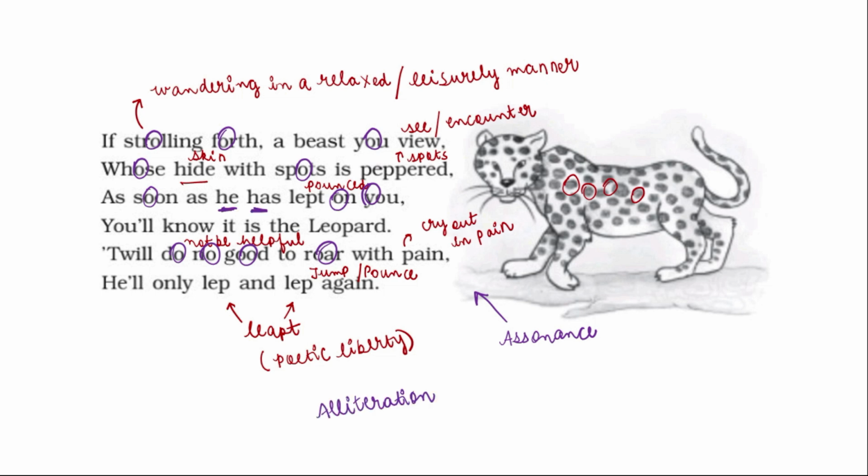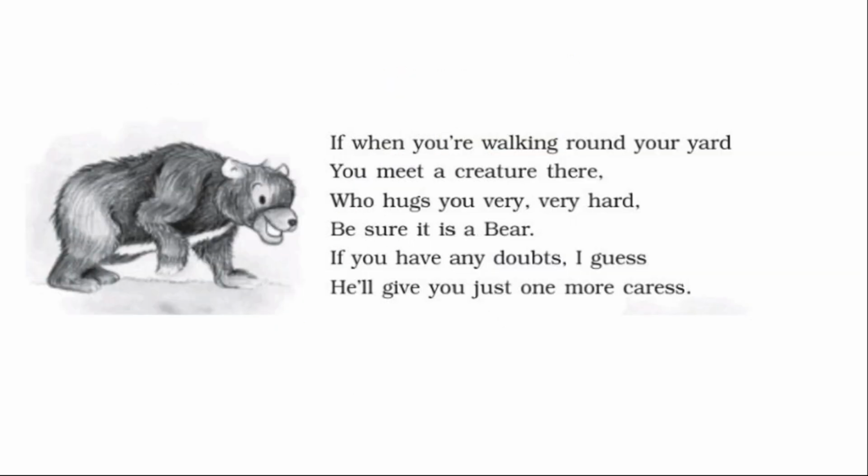And alliteration is used here, where he has repetition of the H alphabet. If when you're walking around your yard, so yard means it could be your backyard, your lawn, your patch, you meet a creature there. So there you encounter an animal who hugs you very, very hard. Be sure it is a bear.